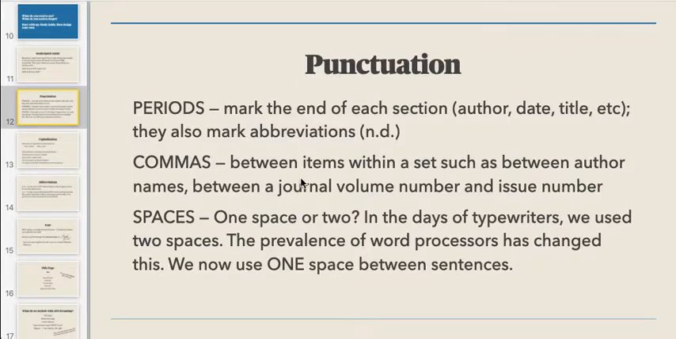Commas separate items that are part of the same group. So a journal volume and issue number, those are part of the same thing. They are far apart in terms of an author versus a journal when we have those sort of larger items.